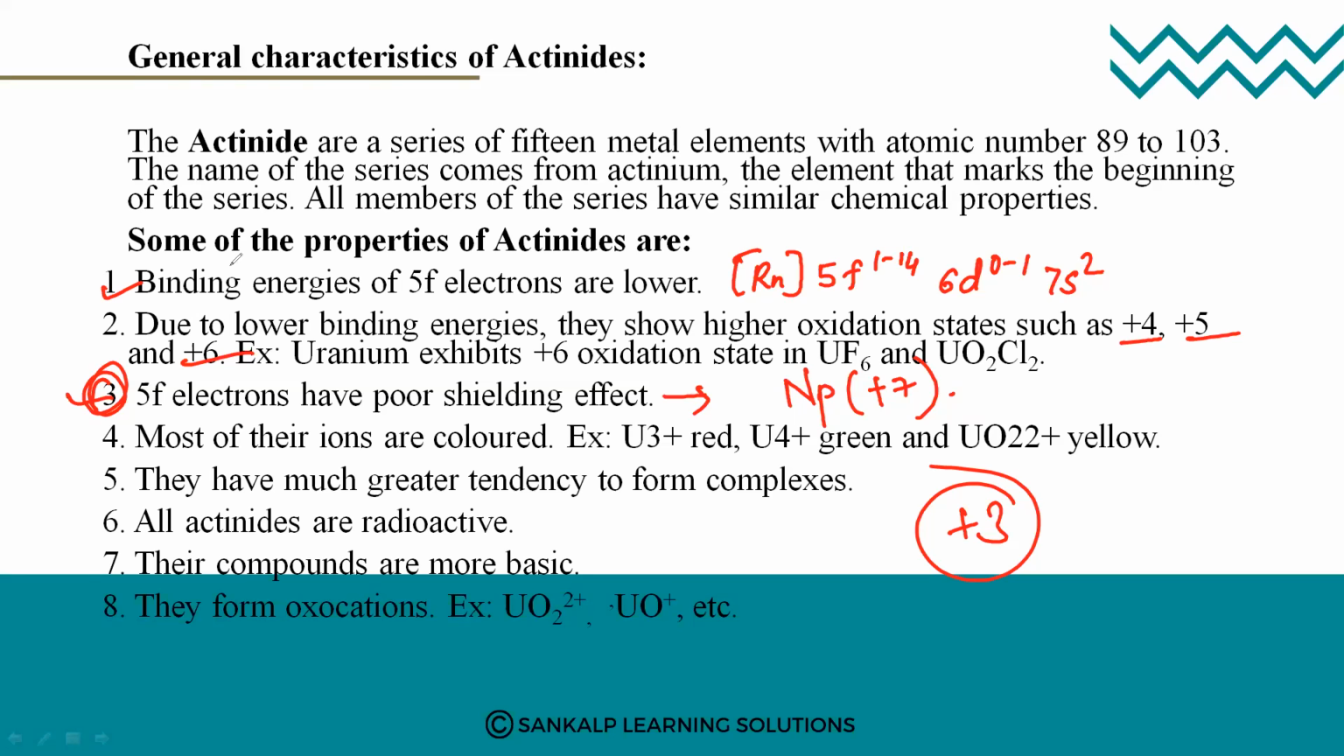They have a greater tendency to form complexes. Their compounds are more basic. Then they form oxocations. Oxocation means what? They form complexes with oxygen, that is UO2 2+ and UO+. So these are some of the complexes, and these are some of the general properties of actinoids.